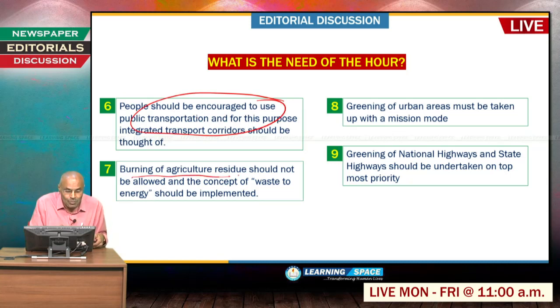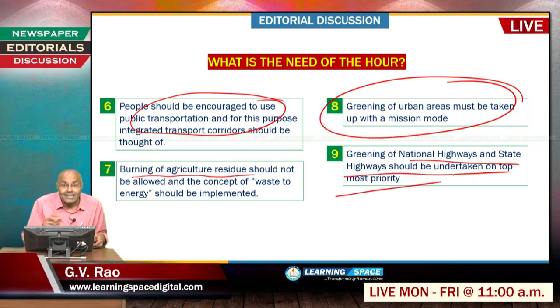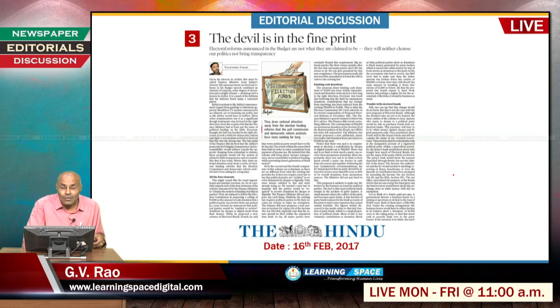As I have already told you, burning of agricultural residue must be controlled. Then urban areas must be greened in a mission mode, because greenery absorbs a lot of carbon dioxide. Then greening of national highways and state highways should be undertaken on topmost priority. So, these are some points I listed out with regard to controlling air pollution, and India is one of the worst affected countries because of air pollution. Look at the next one.